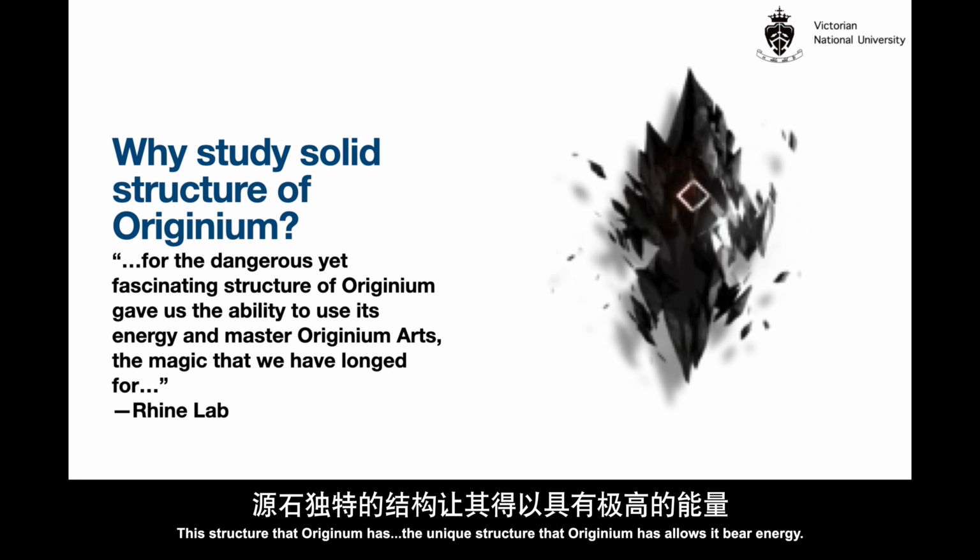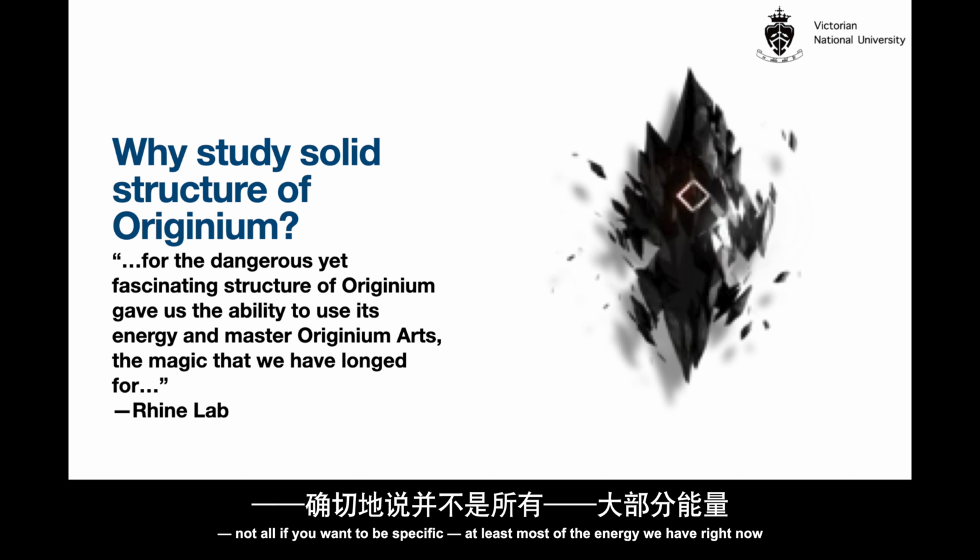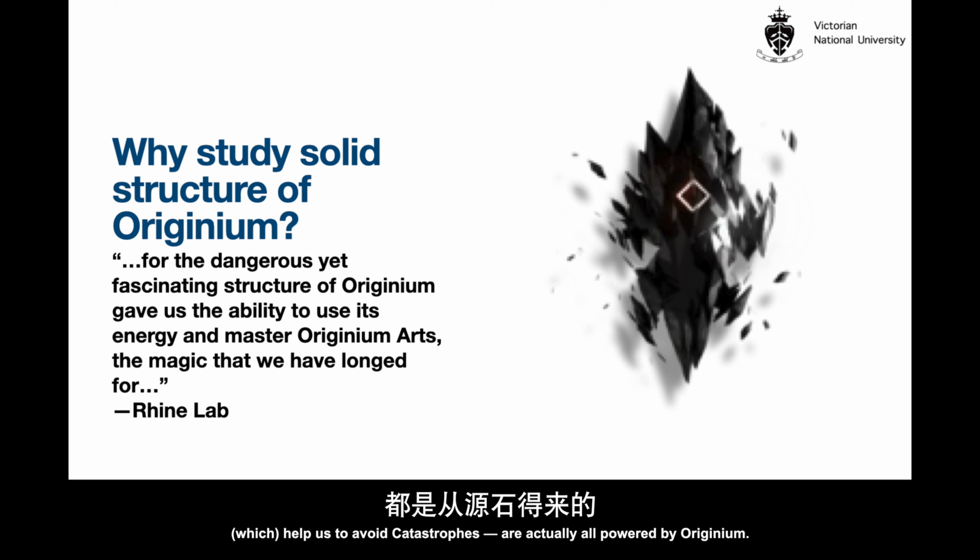This structure that Originium has, the unique structure that it has, allows it to bear energy, and basically all of the energy, not all if you want to be specific, but at least most of the energy that we have right now, especially the energy that is required to power the nomadic cities around here and help us to avoid catastrophes, are actually all powered by Originium.